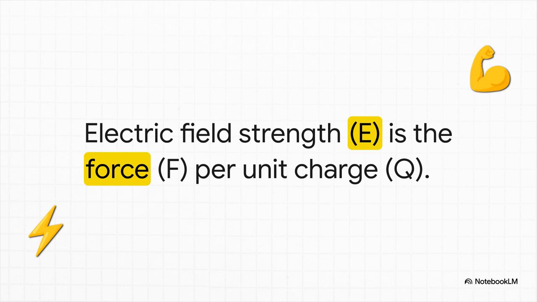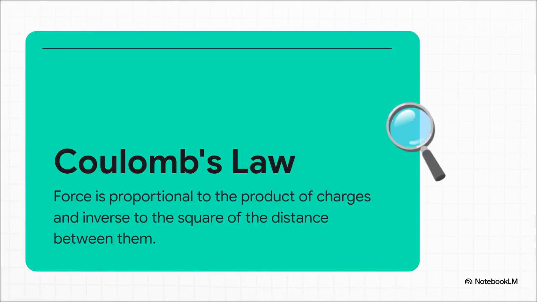The relationship here is super straightforward. The electric field strength, E, is simply the force, F, that a charge experiences divided by the size of that charge, Q. This is our core foundational definition. So where does this force actually come from? That's described by Coulomb's law.